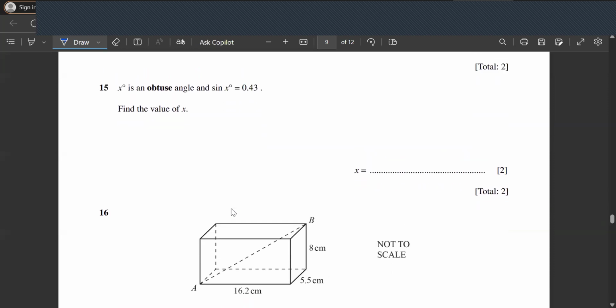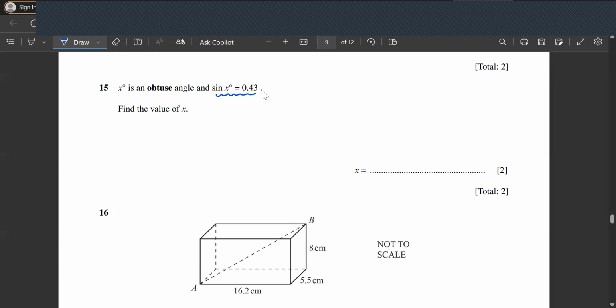Read this question. X is an obtuse angle and sine x equals 0.43. Find the value of x. You see, it seems to be a very decent, innocent question. What should I do? He's giving you sine x equals 0.43. Solve it normally and choose the angle larger than 90.